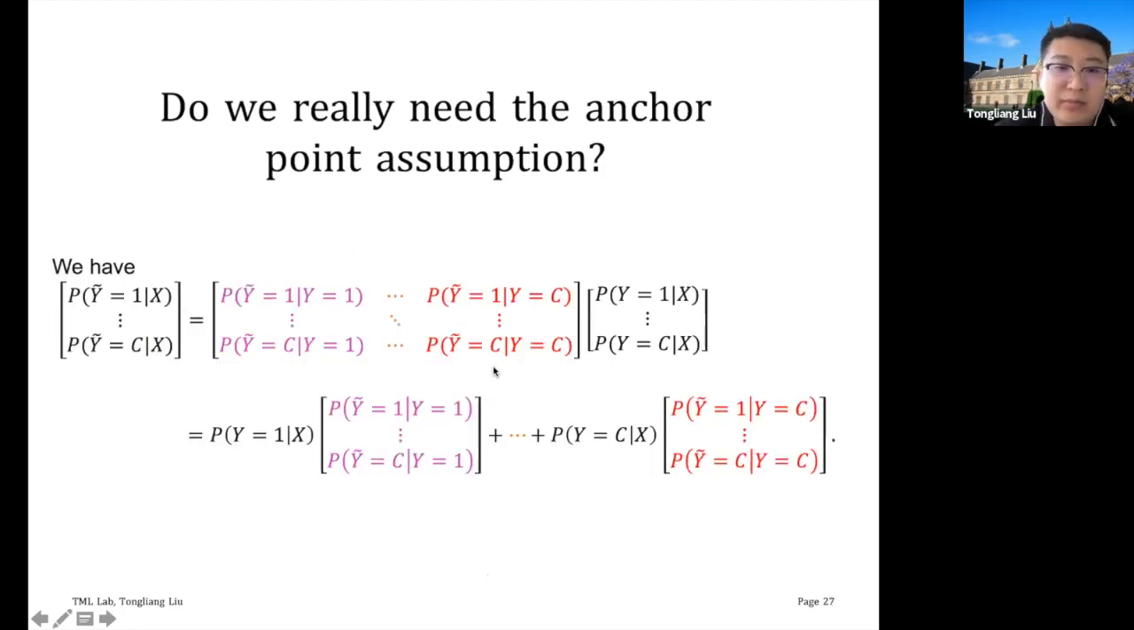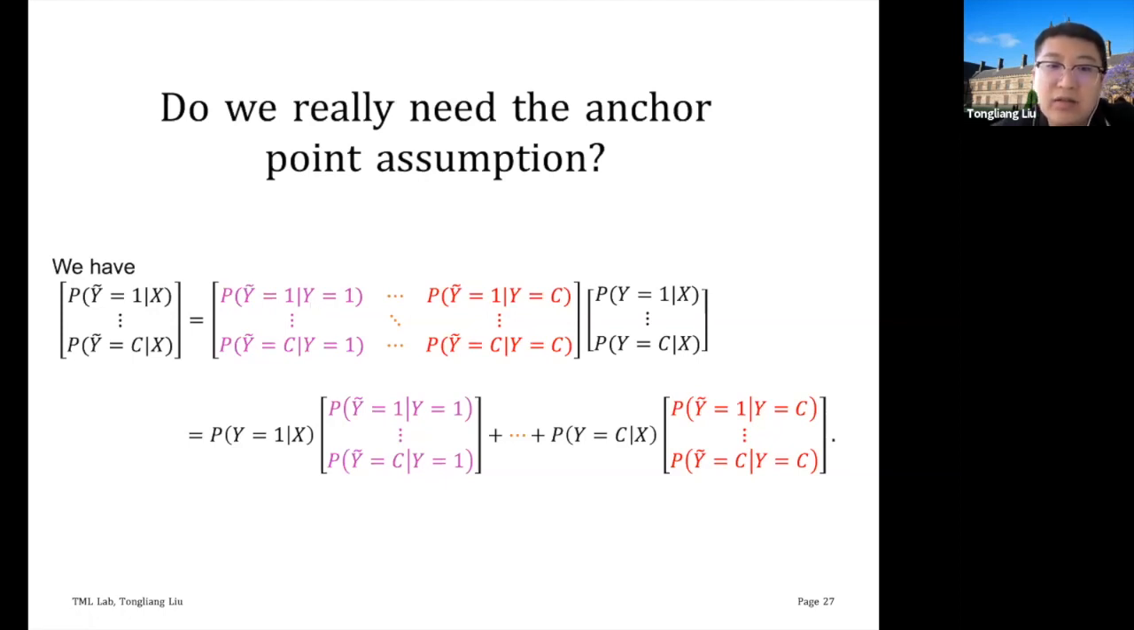Those definitions are quite abstract, but why do we want to introduce them? Because the definitions are closely related to the equation here. We can see that those noisy class posteriors can be written in this way. For example, the first entry is the dot product of the first row with the clean class posterior. We can also see that the columns of the transition matrix are linearly independent, because the diagonal entries are larger than the off-diagonal entries, as we assume that the majority of the labels are correct.